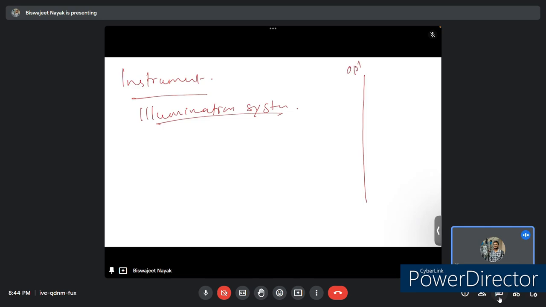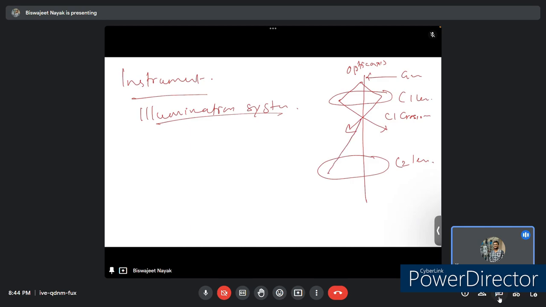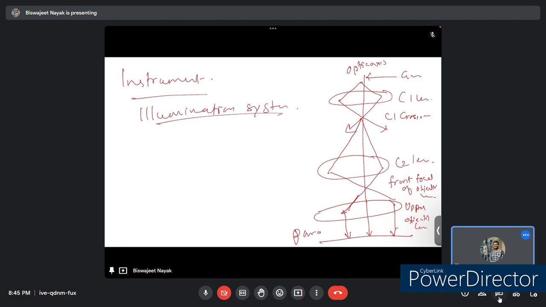So let's consider the optic axis. We have a gun here. We have the first C1 lens. From there, we have the C1 crossover. Then we have the C2 lens, and when it is focused we will get the front focal plane of the objective lens. Then we have the upper objective lens, which will send the parallel beam to the specimen. So the first two condenser lenses C1 and C2 are adjusted to illuminate the specimen with a parallel beam of electrons.